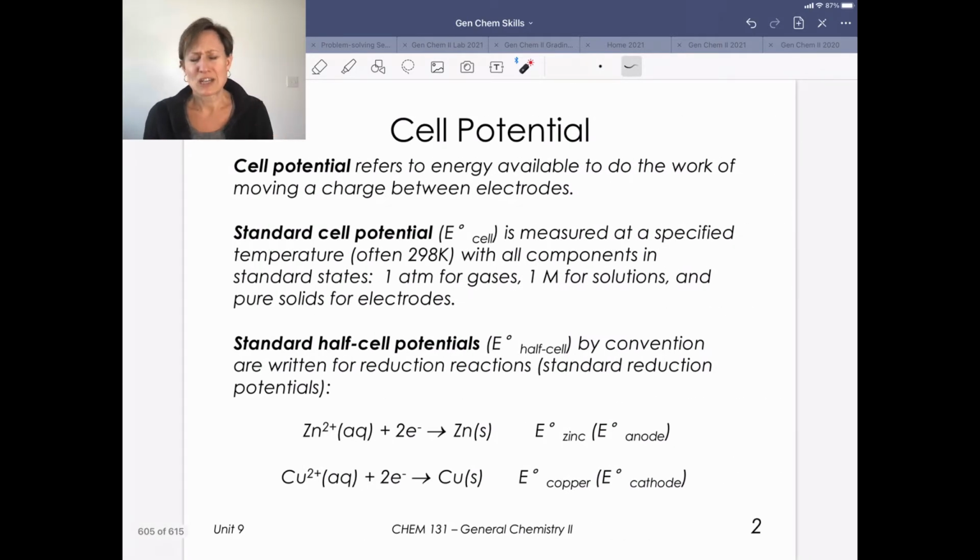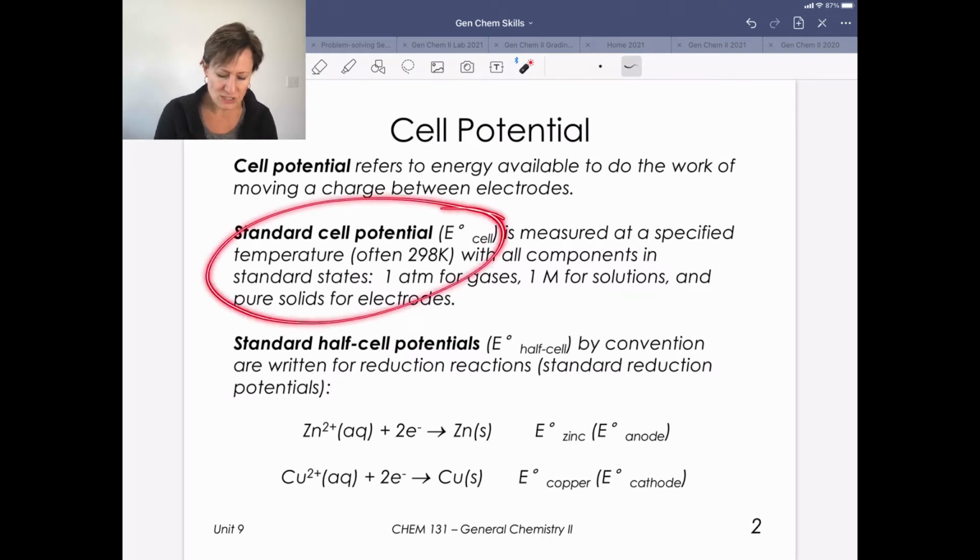So cell potential. What is cell potential? Well, cell potential refers to the energy available to do work of moving a charge between electrodes. So it's really what's the charge on the battery, right? You've got a AA battery, it's going to be 1.5 volts. Okay, so how do we calculate that? We're going to go through the math for how you calculate that.